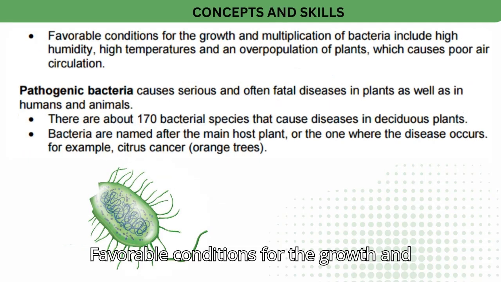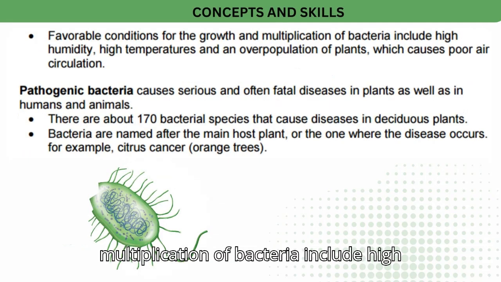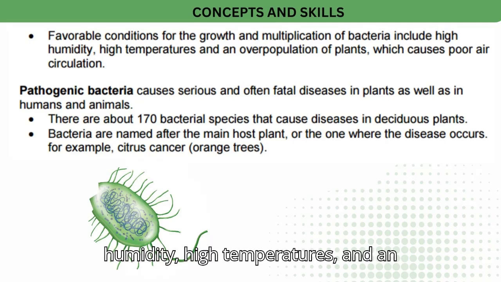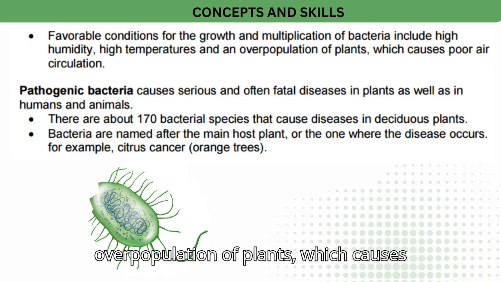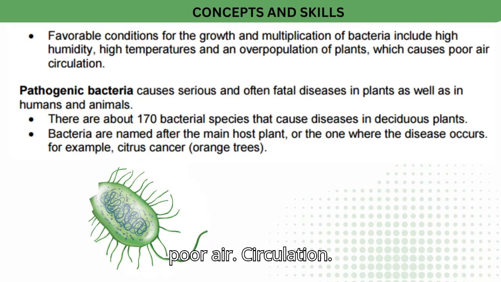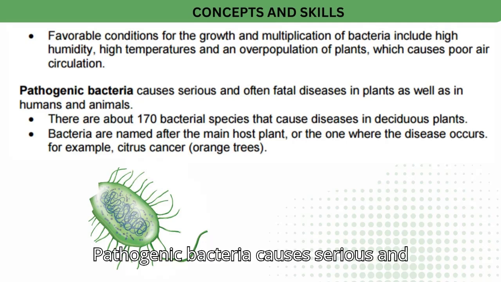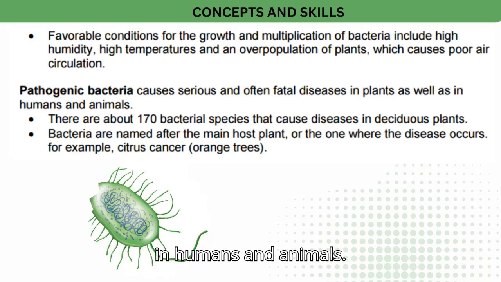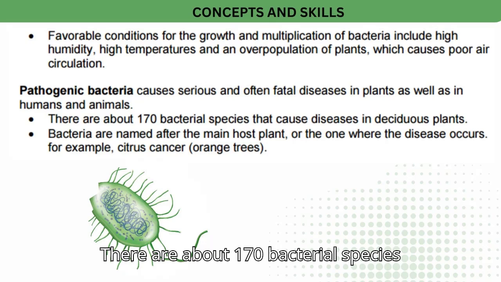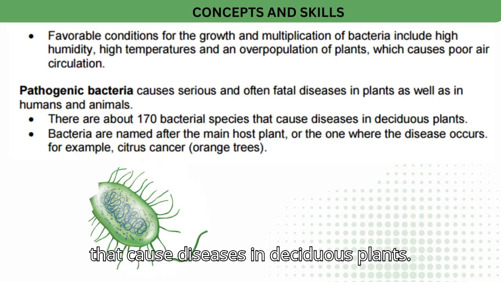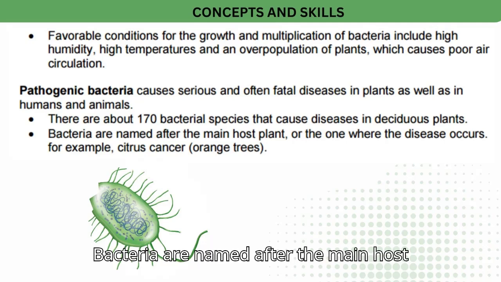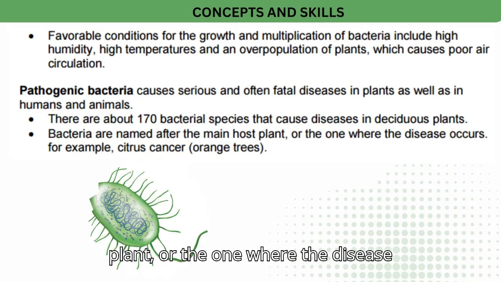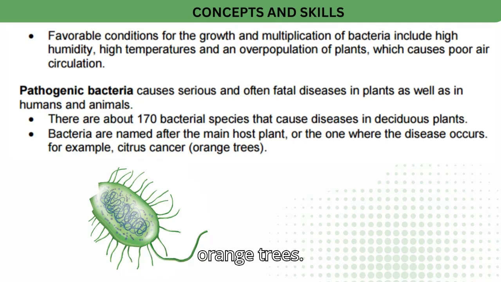Favorable conditions for the growth and multiplication of bacteria include high humidity, high temperatures and an overpopulation of plants, which causes poor air circulation. Pathogenic bacteria cause serious and often fatal diseases in plants as well as in humans and animals. There are about 170 bacterial species that cause diseases in deciduous plants. Bacteria are named after the main host plant, or the one where the disease occurs. For example, citrus cancer, orange trees.